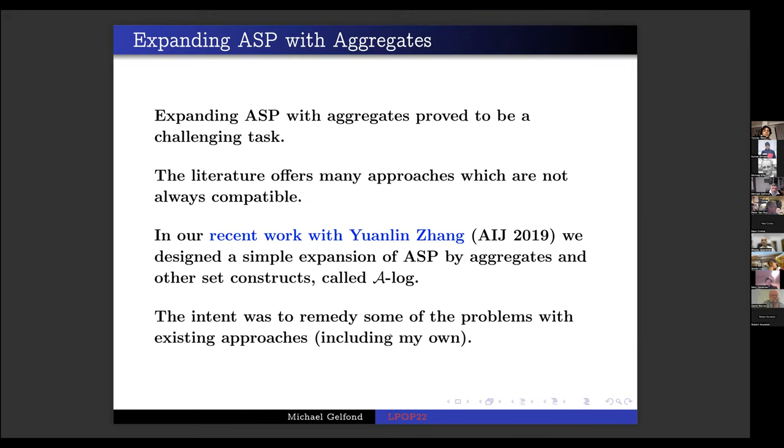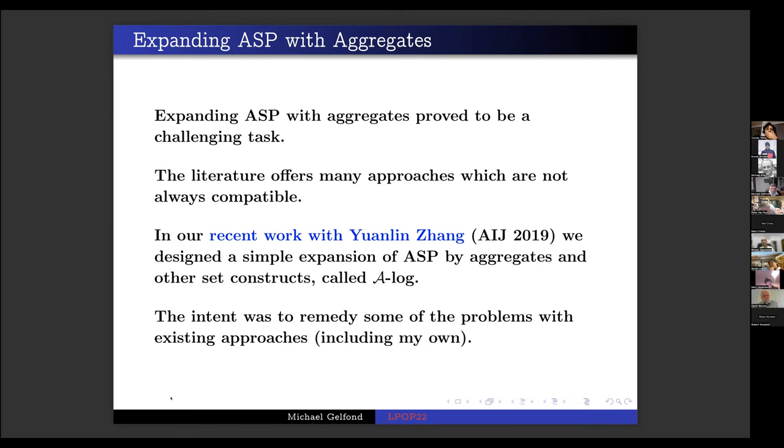Now, I'm going to talk about work on expanding ASP with aggregates and about some lessons I learned from it. Expanding ASP with aggregates has been going on for quite a while, and it proved to be a very challenging task. The literature offers many approaches which are not always compatible. There's no consensus at the moment, as far as I understand. In our recent work with Yuanlin Zhang, published in the AI Journal a few years ago, we designed a simple extension of ASP by aggregates and other set constructs, and we call it ALOG. The intent was to remedy some of the problems with existing approaches, including my own.